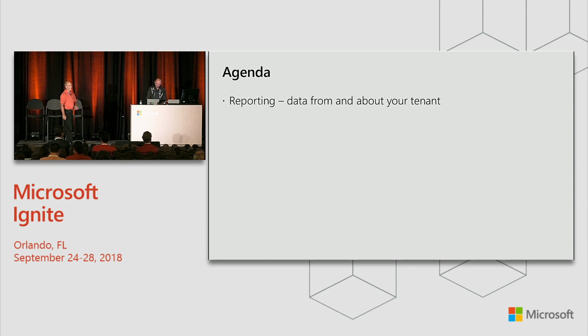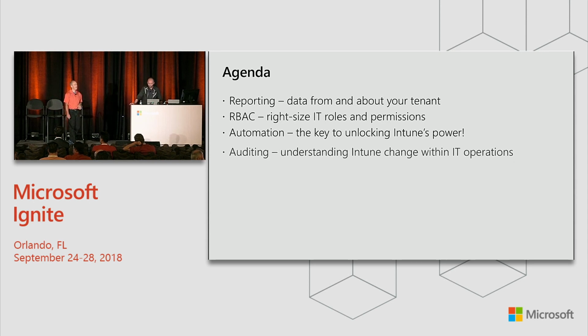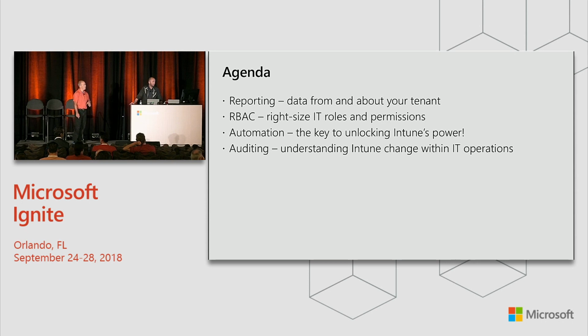First off, we'll talk about reporting, getting data to and from your tenant. Second, we'll talk about role-based access control. I know a lot of you are using this today, but I want to give you some specific guidance in how you can right-size permissions for all of your IT staff, no matter whether they're centralized or decentralized around the world. Then we'll talk about automation. Automation is absolutely key for you in making sure that your Intune service is running well, so we'll spend some time on that. And then we'll get to auditing last. Now, auditing's super kind of boring in and of itself, but I'm going to give you some great ways that you can understand exactly what's happening for your tenant, and we'll leverage auditing along with automation.